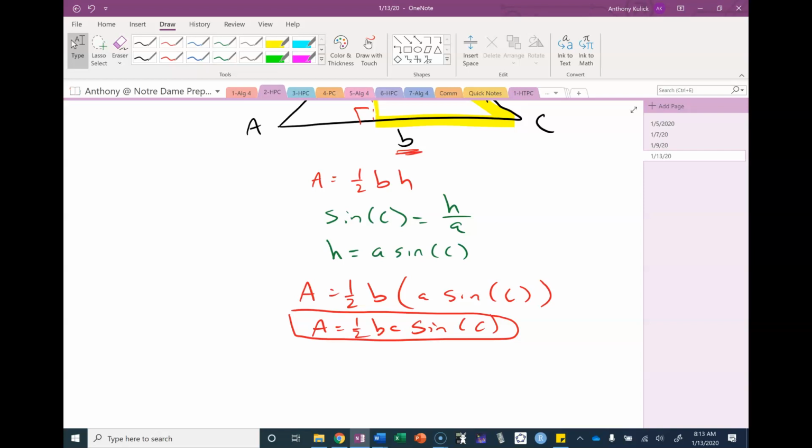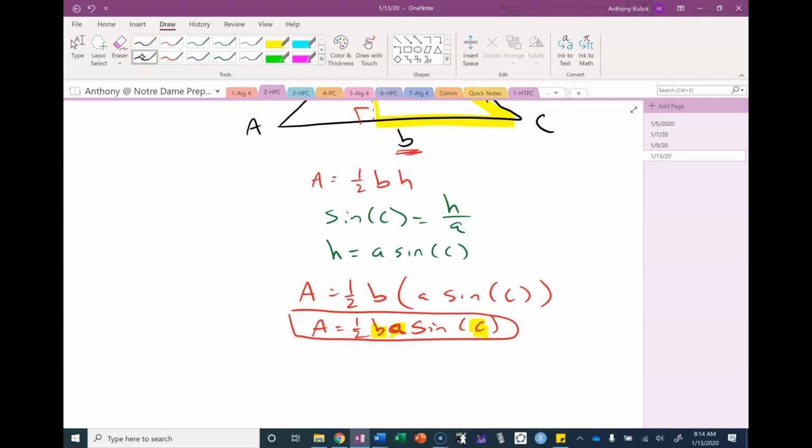So that's nice. And obviously there are 3 versions of this depending on which angle you want to use, right? So the takeaway here, as a sloppy looking A, is that the angle measure you're using in your sine is different than the side lengths, right? So if you had 1/2 BC, the sine would be of A, right?